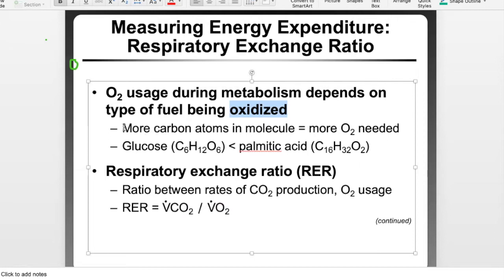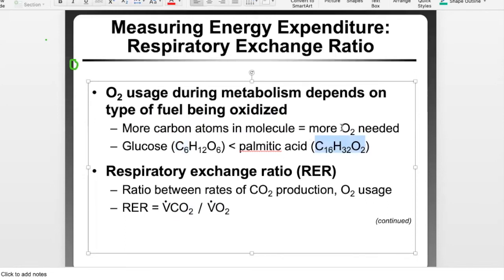Some molecules are more complex than others, and if that's the case, they're going to need more oxygen or more fuel to burn them up. So you'll notice glucose is C6H12O6. It only has 6 carbon molecules. It's the simplest sugar there is. So it doesn't take a huge amount of energy to burn glucose. But palmitic acid has 16 carbons. So you'll notice that there's probably going to be much more oxygen needed to break this more complex molecule up.